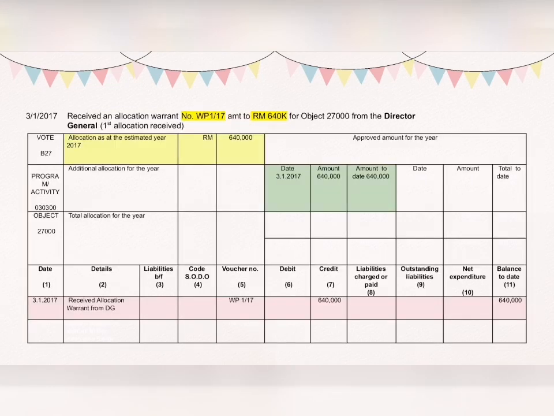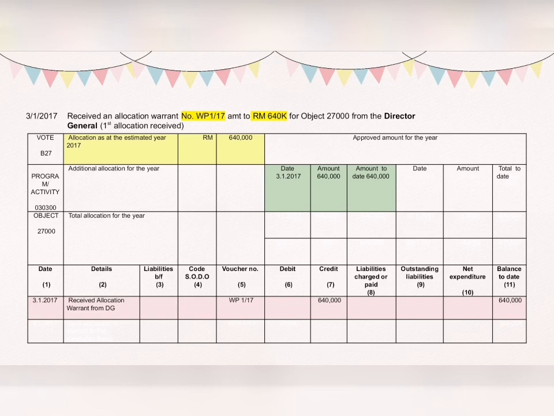Next, the first transaction was on 3rd of January 2017, where an allocation warrant with reference number WP1/17 is received, amounted to 640,000 ringgit for the object 27000 from the Director General. So this is the first allocation warrant received. Therefore, it will affect part 1, part 2, and part 3 as well.